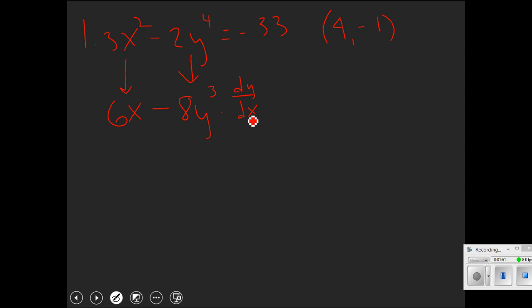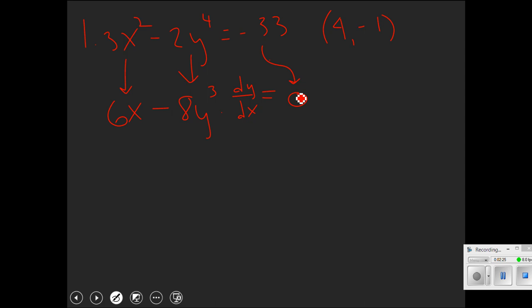So that's one important thing to remember when you're doing implicit differentiation: anytime you end up taking the derivative of y, you need to stick dy/dx onto the end of it. Okay? The other different thing is that now we have equal signs, whereas we really didn't deal with those before. So you have to take the derivative of the other side also. In this case, the derivative of negative 33 is 0. Okay? So we're trying to solve for dy/dx at a specific point. In this case, it's (4, negative 1). So they're asking us what's the slope of the curve at that point.